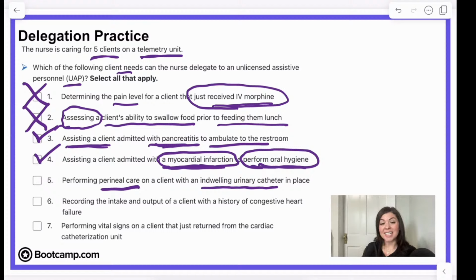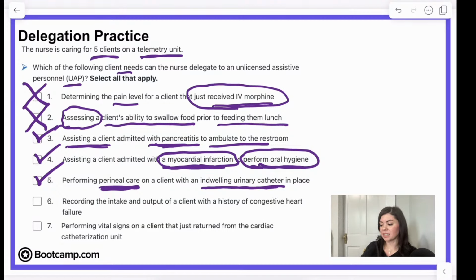So a lot of you guys are saying, yes, delegate 5, and I agree. Pericare is a routine task, and all it says is our client has an indwelling urinary catheter in place. So it's routine, they're stable, yes. Let me give you an example of when this client might be unstable and it would be inappropriate to delegate. Maybe it says performing perineal care on a client with an indwelling urinary catheter in place with bladder distension, with no urine output, with blood at the urinary meatus. All of these things would indicate that client is unstable and we should not delegate it.